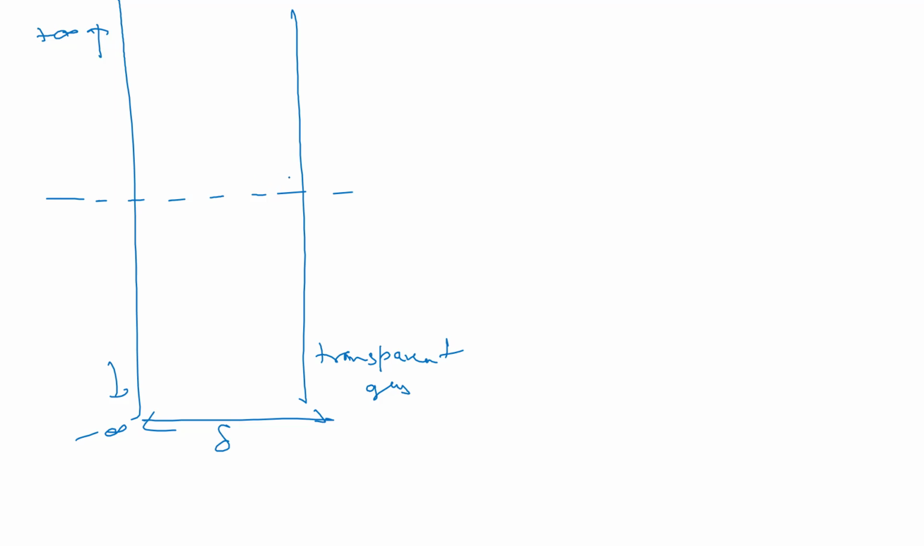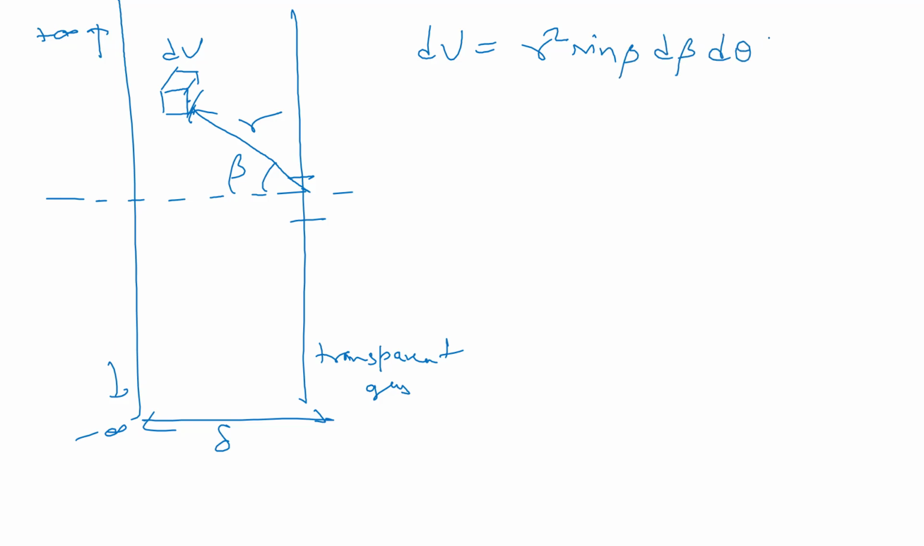And there is one point where we have to find the flux, and there is one infinitely small volume dV which makes an angle beta, and it is located at distance r. So in spherical coordinates, dV will be equal to r square sine beta d beta d phi dr.